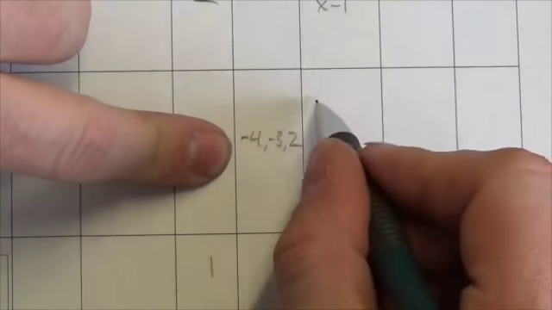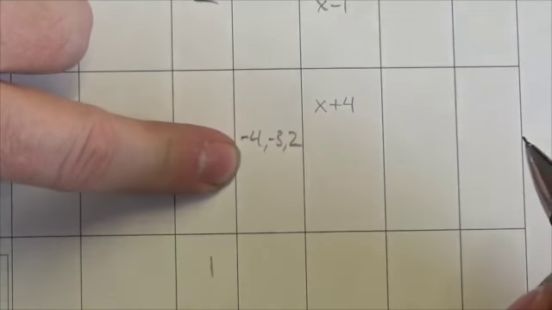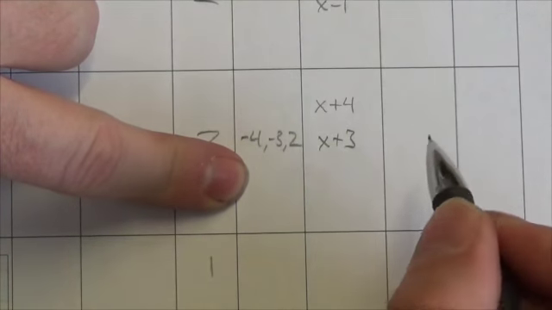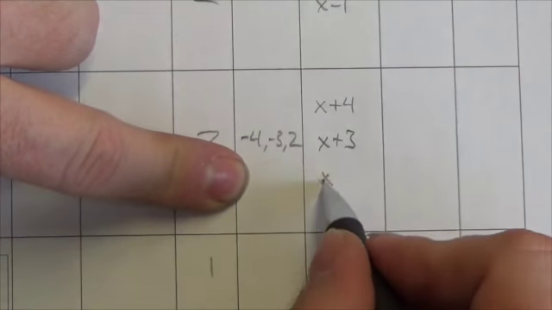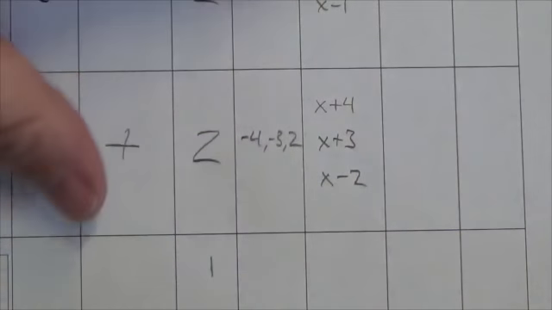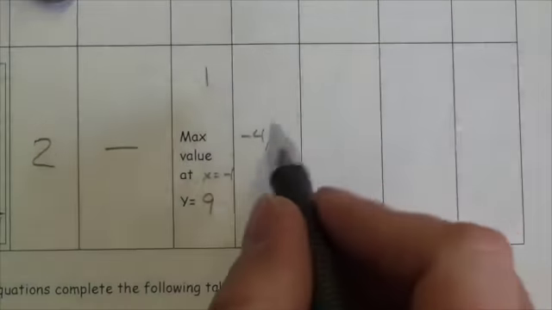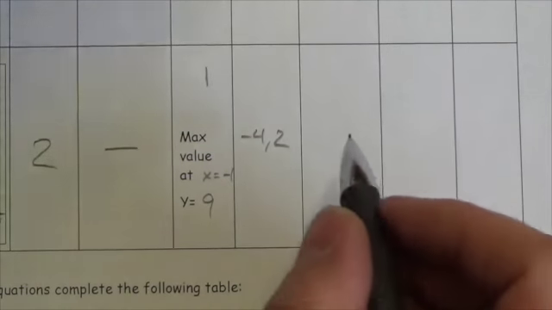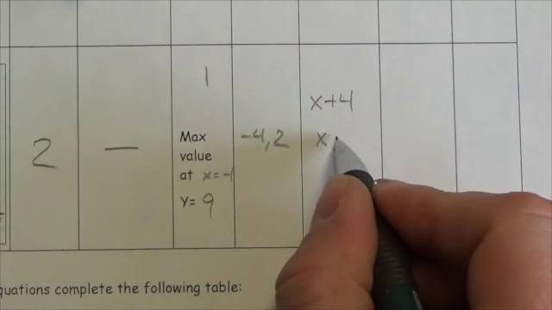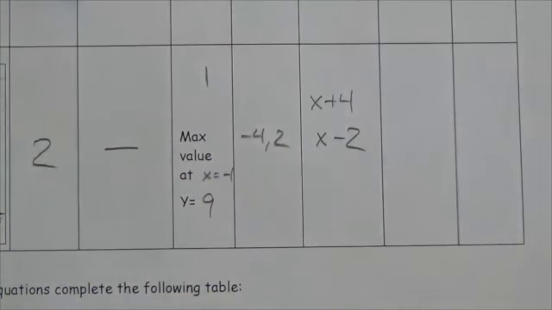Here, if it's -4, then one of my factors is x plus 4. It's -3, then one of my factors is x plus 3. And if it's +2, then the other factor here would be x minus 2. And then down here, if my factors are -4 and 2, then one of my factors is going to be x plus 4, and the other factor here would be x minus 2. Okay?